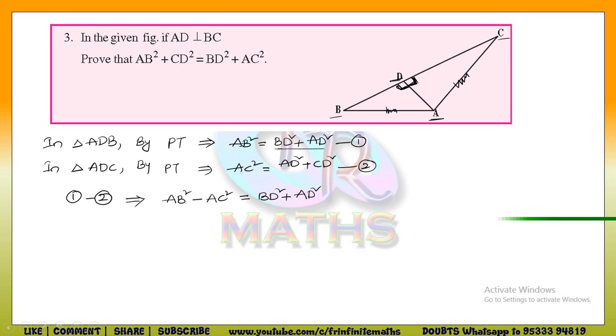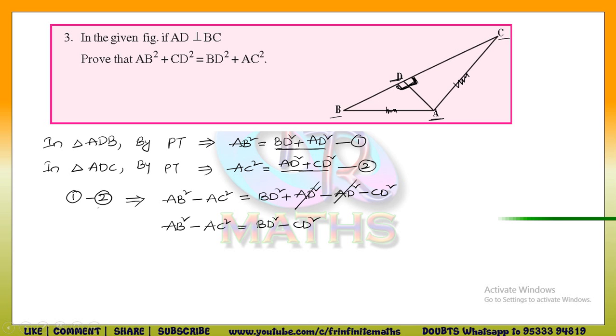So this is plus as it is. Since we are doing minus to the second equation, this AD square plus CD square becomes minus AD square minus CD square. So clearly plus AD square minus AD square gets cancelled. Now from this what I am going to have, AB square minus AC square is equal to BD square minus CD square.